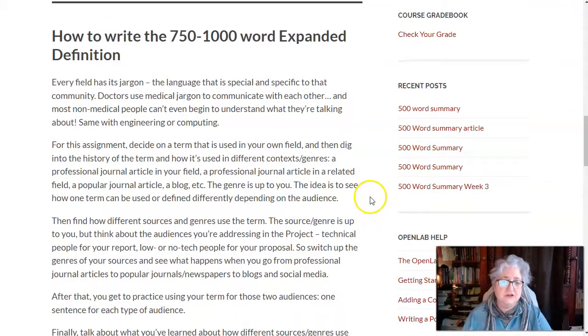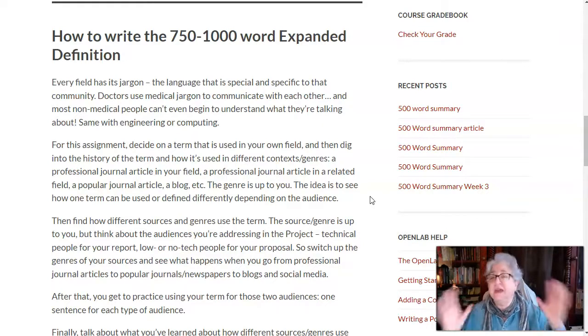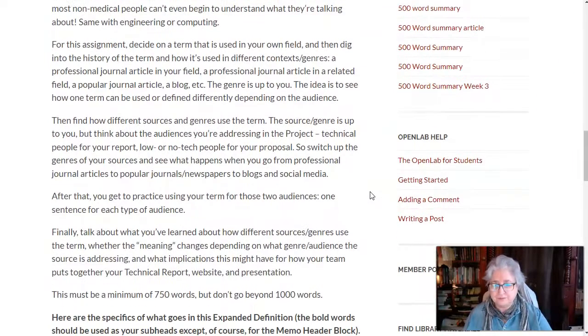So you're going to decide on a term that's used in your field, and then you're going to dig around a little bit about it. You're going to look up the history of the term, where it came from, and how it's used in different contexts and genres. A professional journal in your field, a professional journal in another field, a popular article, a blog. It can be anything. You're going to pick 2 genres and look at how the term is used. Okay, it's really up to you.